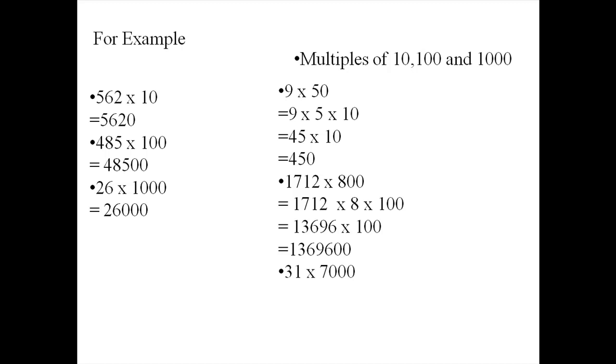Our third example is 31 multiplied by 7000. Here I am going to split 7000 into 7 and 1000. So this is a splitting. Now I am going to multiply 7 with 31, so I get 217, and when I multiply by 1000, we simply add 3 zeros to the end of 217, so we get 217,000.